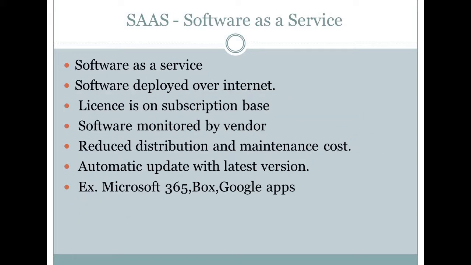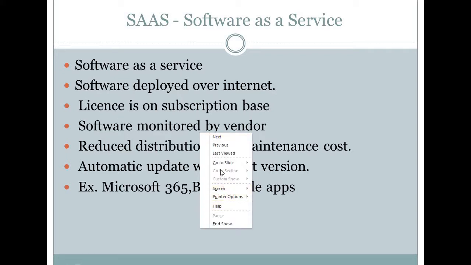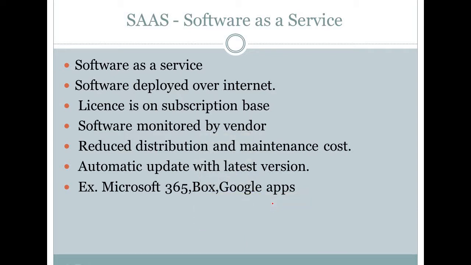Now the SaaS, that is Software as a Service. Here software is provided as a service, that means directly you can use the software. For example, if we are using Dropbox, it is an example of Software as a Service. We are using Google Docs, where directly we are working like in Microsoft Word. That is also an example of Software as a Service. The software is deployed over the internet and is based on subscription. Directly we can subscribe to it and use those services.